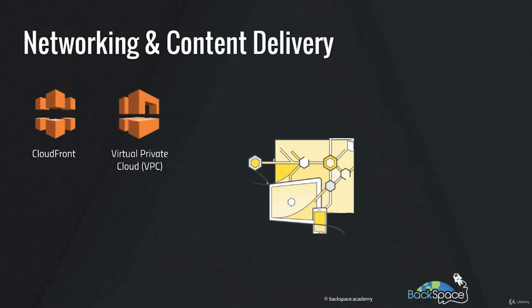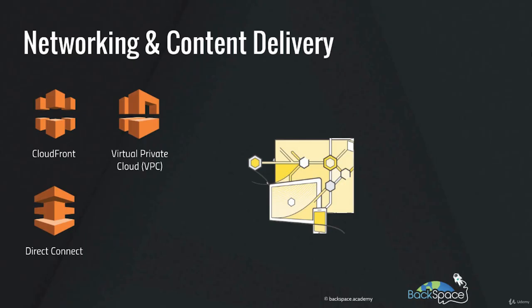Amazon Virtual Private Cloud, or VPC for short, lets you provision a logically isolated section of the AWS cloud. And you can launch AWS resources in that virtual network that you yourself define. And this is your own personal private space within the AWS cloud, and no one can enter it unless you allow them to enter it.